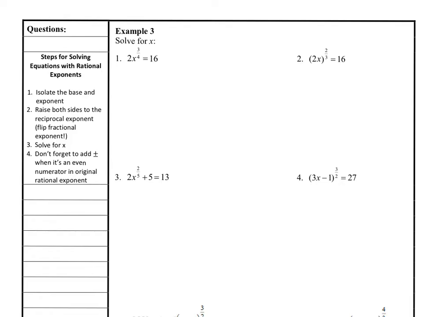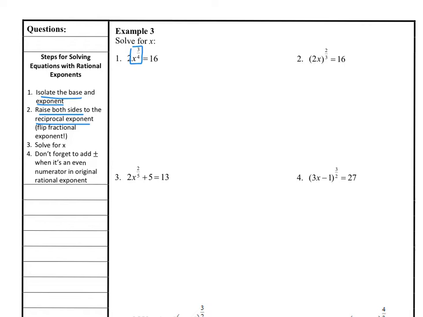All right, so on this side, we're going to get into some more complex rational exponent equations. Some general steps are written over here on how to solve. For step 1, you're going to make sure you isolate the base and the exponent. If I look at example 1, the base of this term is the x and the exponent is the 3/4. The 2 is not the base because the 2 is not being raised to the 3/4 power, so we're not going to identify that.